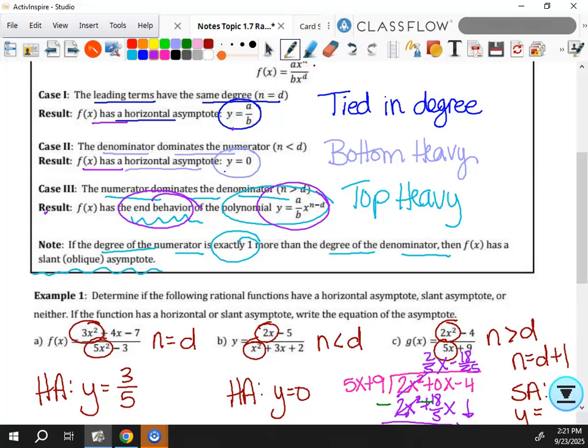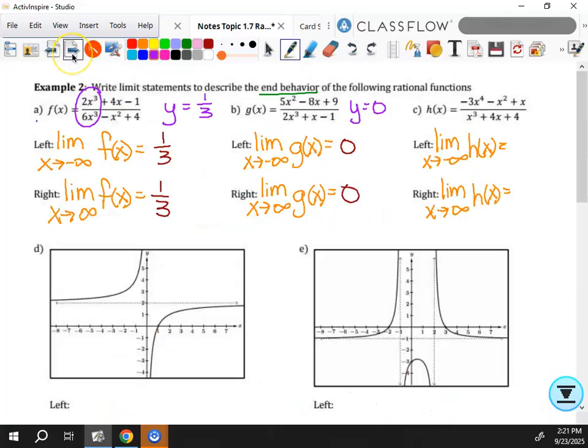Just the end behavior. Nobody said we have to find the actual line for these two, or it doesn't make any sense. Here, I don't actually have to find the whole slant asymptote. If I just take the ratio of these two terms, negative 3x to the fourth over x cubed, then I end up with y equals negative 3x.